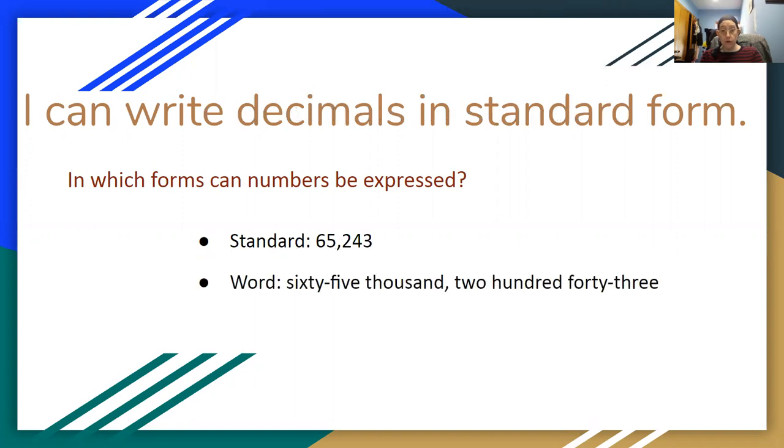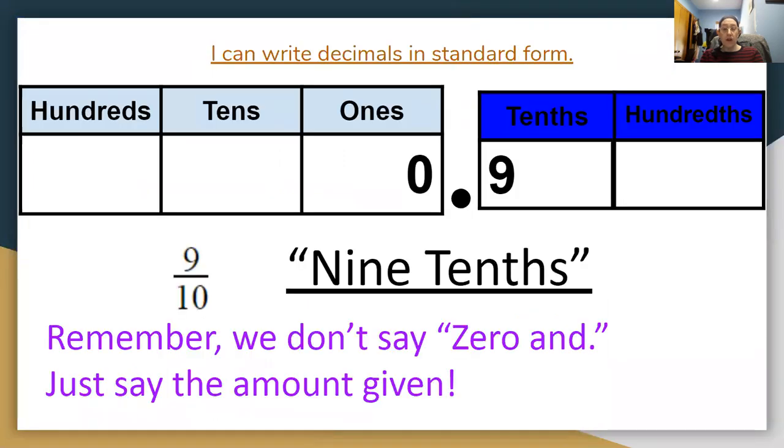Then we have word form. That's how we would say the number in words. And then last is expanded form. Today we're going to talk about how we write decimals in standard form, which is also going to be talking about word form because they generally do go hand in hand. So let's look at an example.